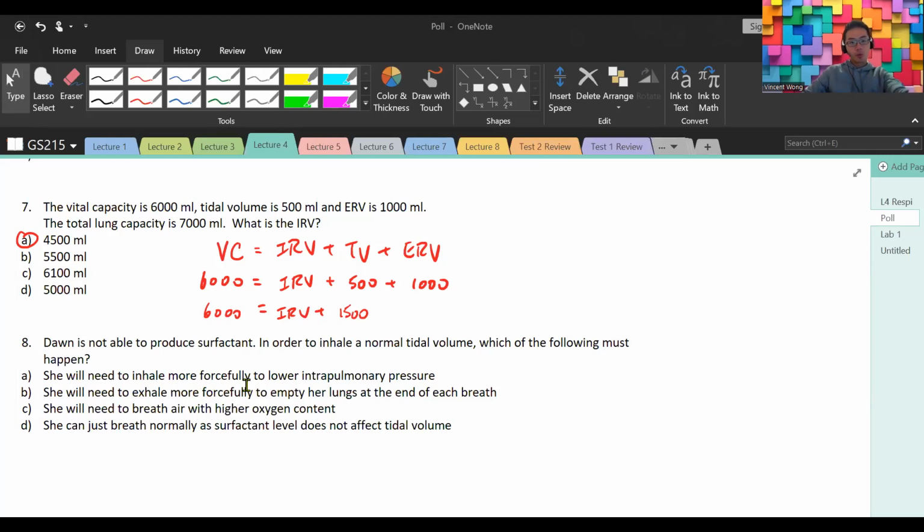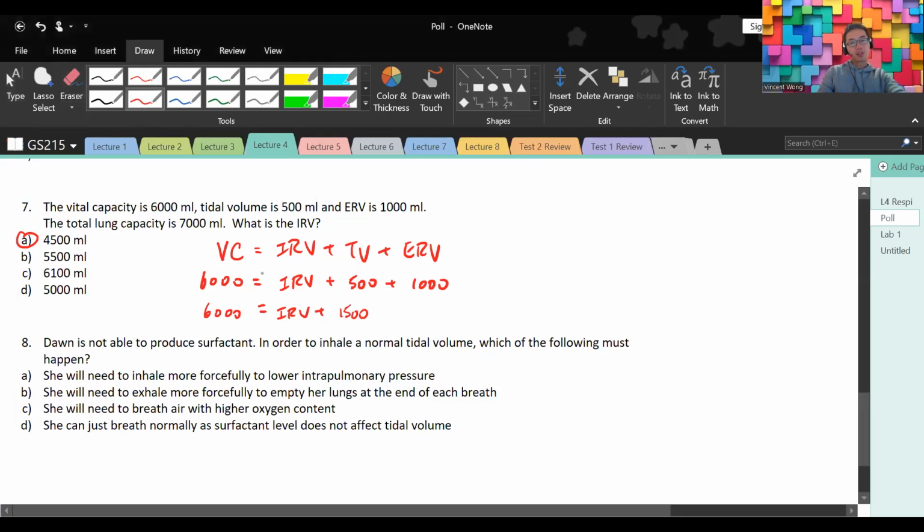Dawn is not able to produce surfactant. Surfactant allows the lungs to expand. In order to inhale a normal tidal volume, what must happen? It's difficult to expand the lungs. Therefore, she will need to inhale more forcefully to lower the intrapulmonary pressure. She needs to basically breathe in harder in order to counteract that resistance. So the answer is A. Everything else is not correct.